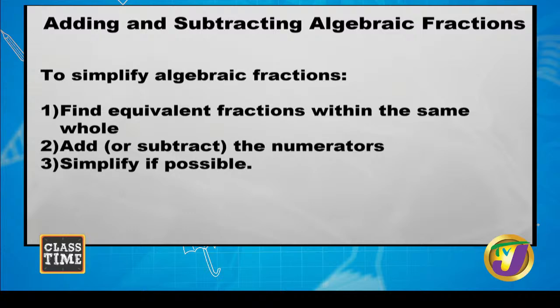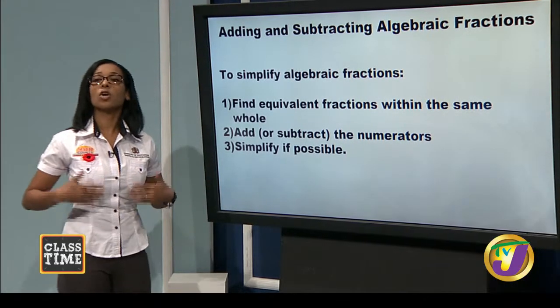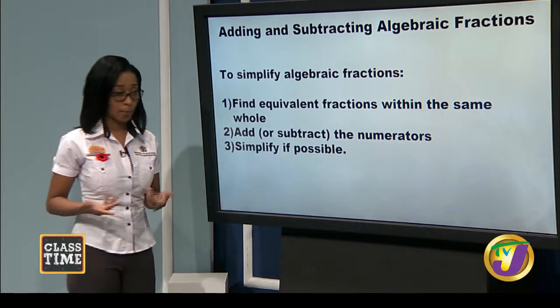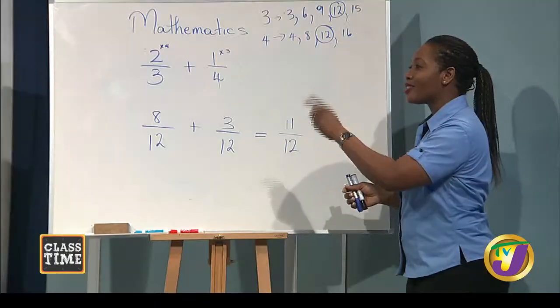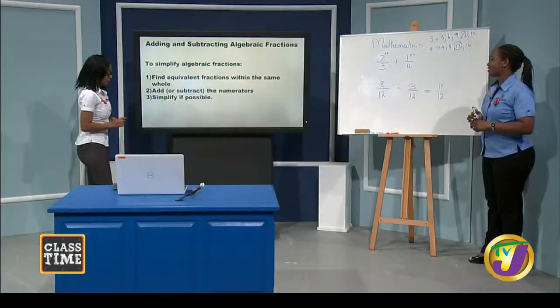Now, the one that Tamika did before, 11/12, could not have been simplified any further because it's already in its simplest form, meaning there are no common factors between the numerator and the denominator. Yes, that's right.